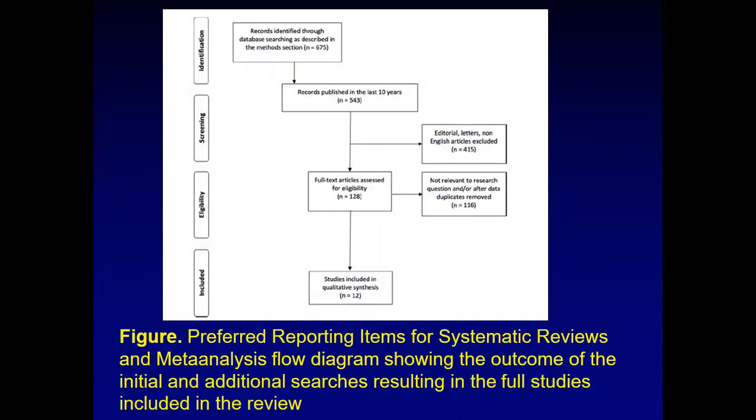675 articles were retrieved, of which 543 were published in the last 10 years. Out of those 543, 415 were not in English or were editorials or letters only. The remaining were 128, and among those there were duplications and articles not relevant to the research, which were also discarded. So in the final study, only 12 articles were of some importance.